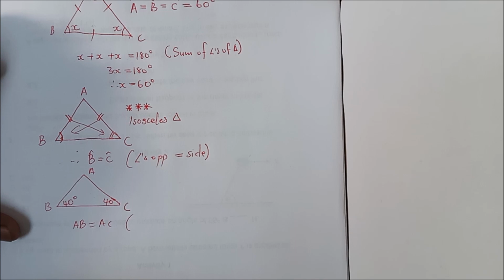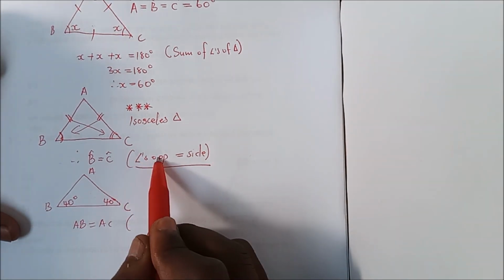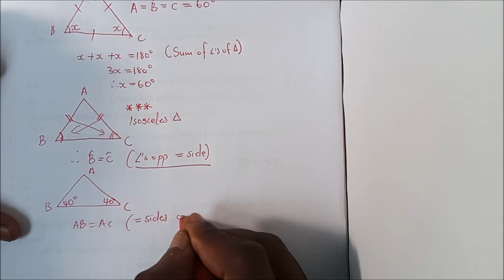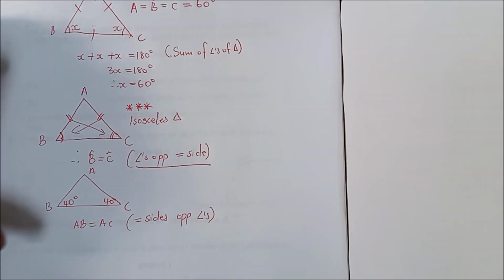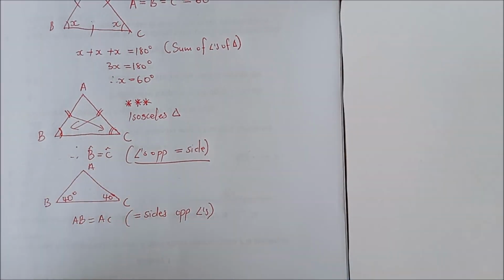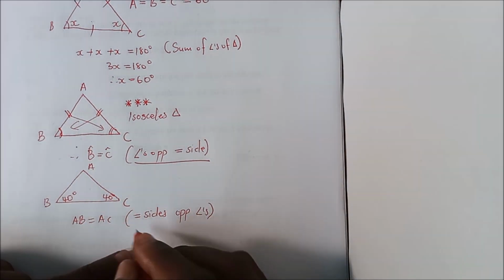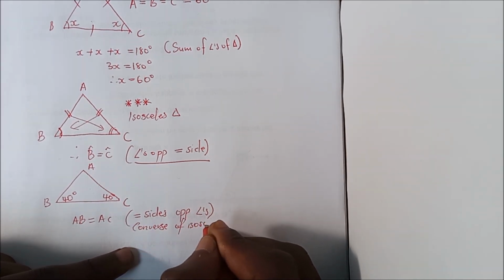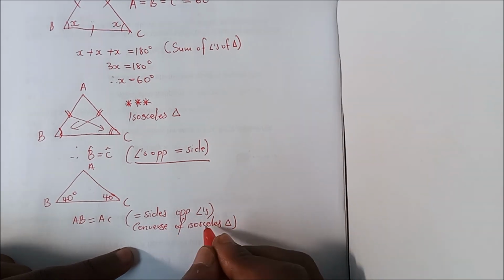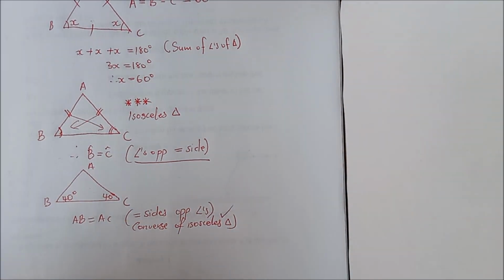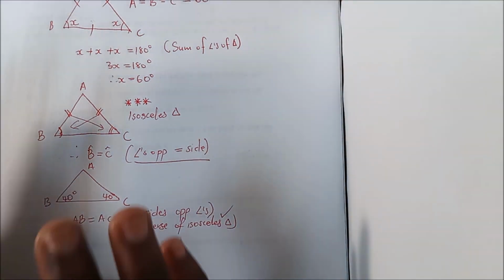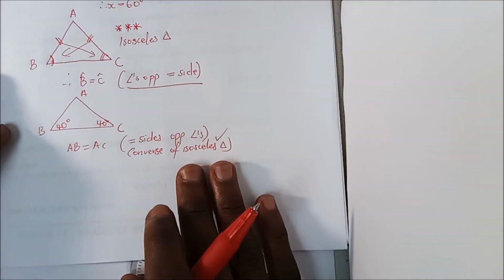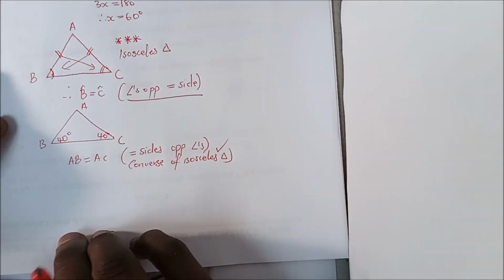And then what will be the reason? You look at the reason, it's angles opposite equal sides. So this one will be equal sides opposite angles. So it's just a reverse of that thing. Or you can just say the converse of the isosceles triangle theorem. So this is the idea behind this thing. Let me show you the last part on how they use Euclidean geometry to measure you.